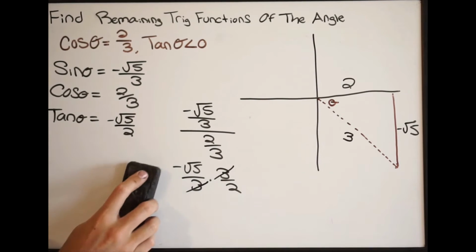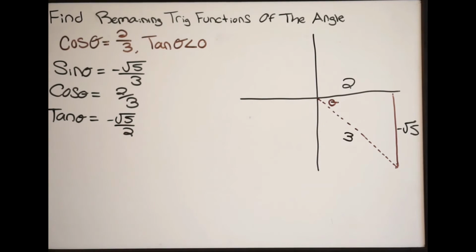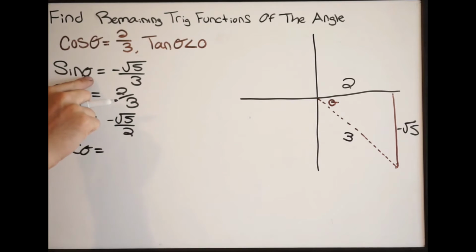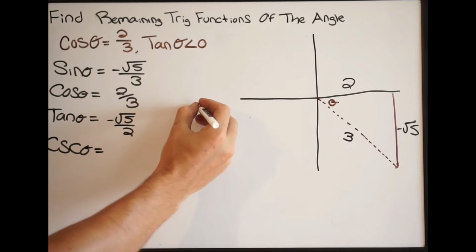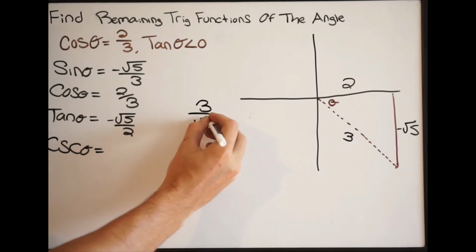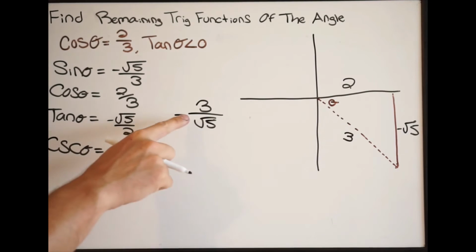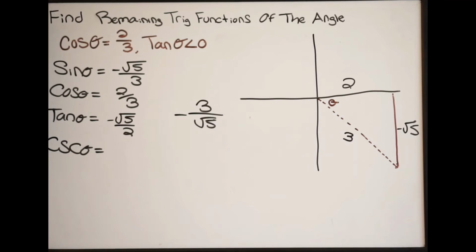So for example, let's say we want to find cosecant now. So cosecant theta. All we're going to do is go to sine, and we're going to flip it. So we have now 3 over the square root of 5, and again, this is negative.